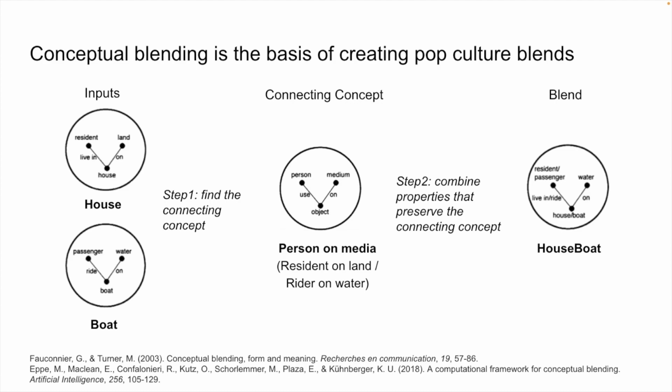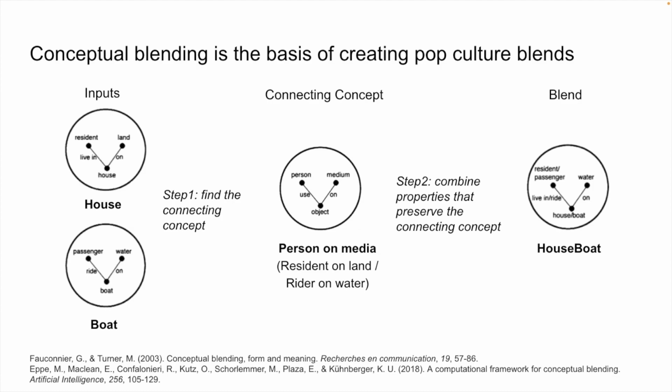Conceptual blending is the basis of creating pop culture blends. Conceptual blending is a cognitive science theory for how to combine elements of two familiar inputs to make new meanings. For example, a houseboat is a combination of a house and a boat. They are combined based on a shared connecting concept that they both involve a person or a type of media.